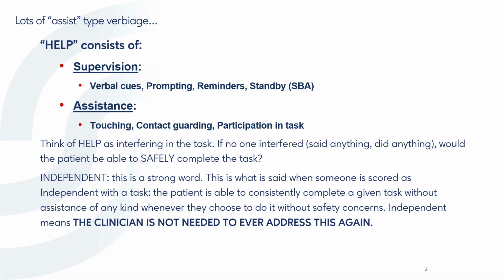Now, really be careful when you're marking independent, especially at start of care, right? Because you give your outcomes nowhere to go but down, which is a possibility with value-based purchasing. So when you're saying someone is independent, that means that the patient is able to consistently complete a given task without assistance of any kind whenever they choose to do that task without any safety concerns. So independent means that the clinician is not needed to ever address this again.